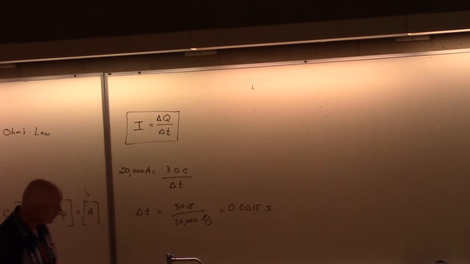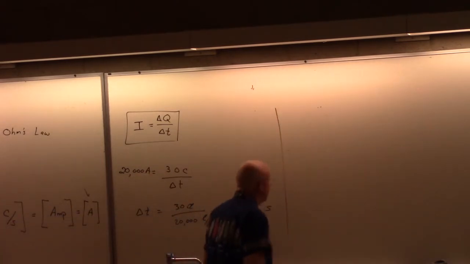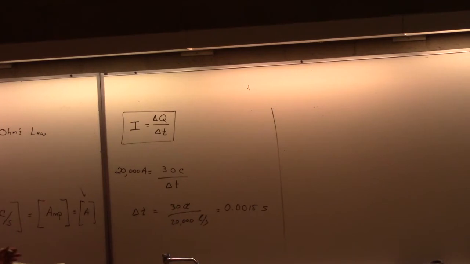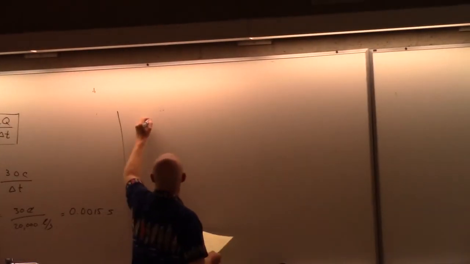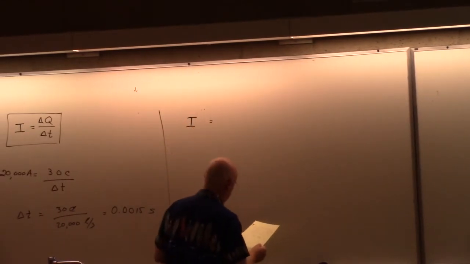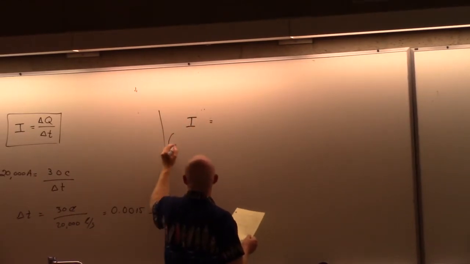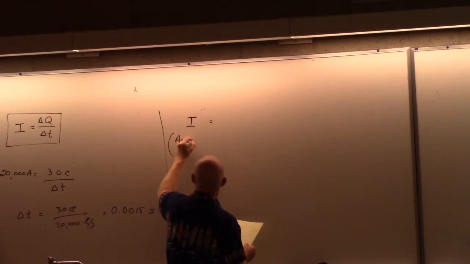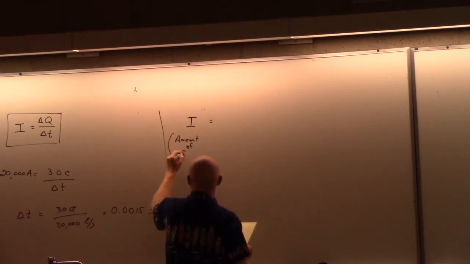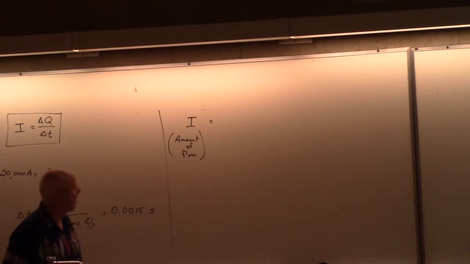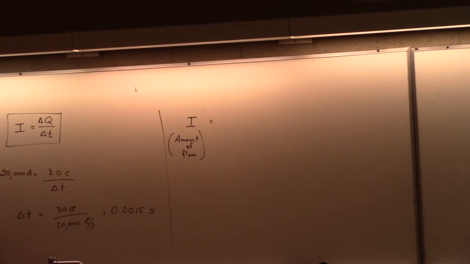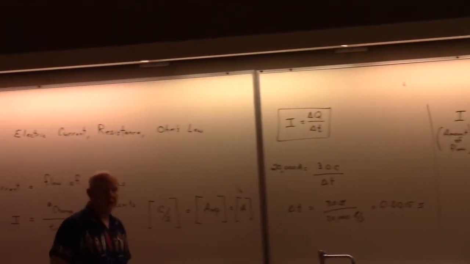Now, if we keep going with our physics here, the next section is saying, okay, then what makes this current flow? And so I will put I here for current, and maybe even underneath, just to remind you, I'm going to put amount of flow. What determines how much it flows? Well, this is where Ohm comes into the picture.